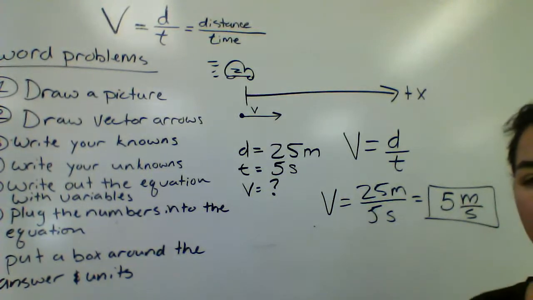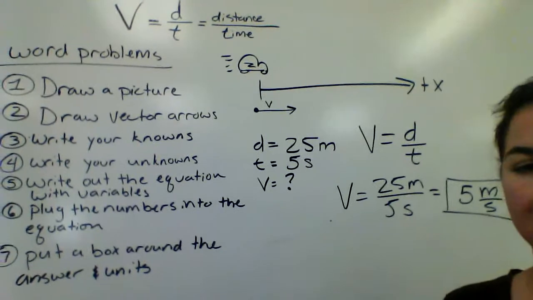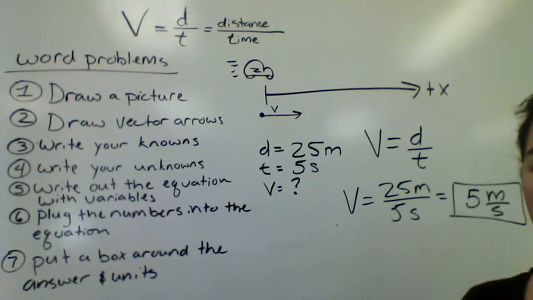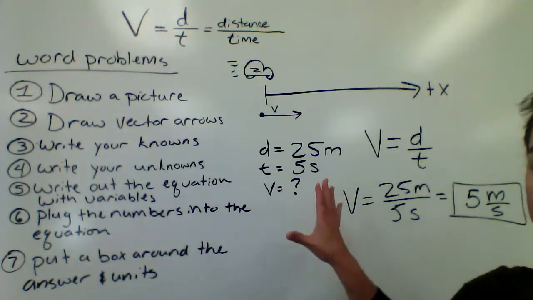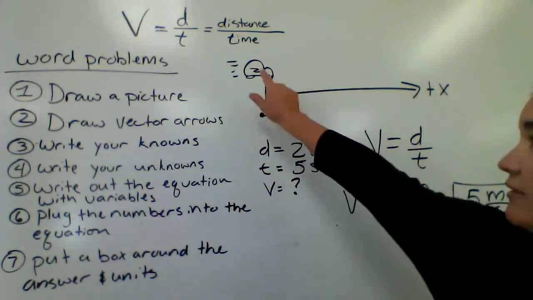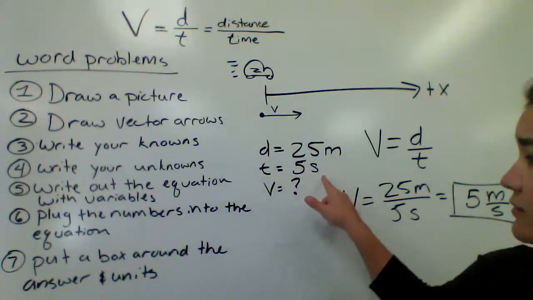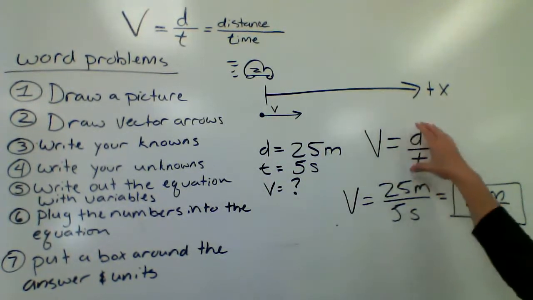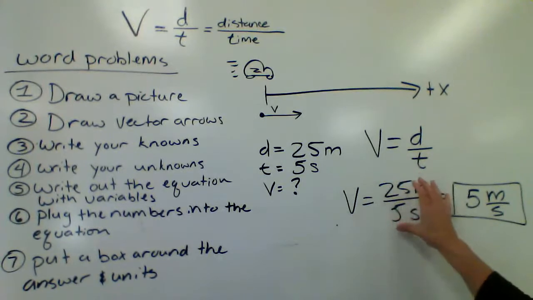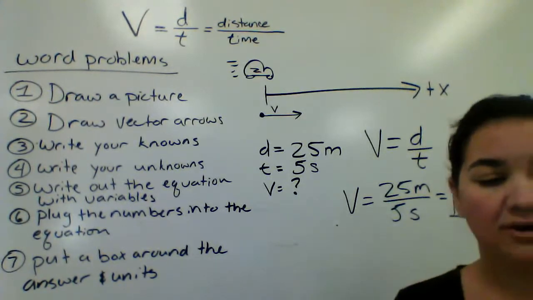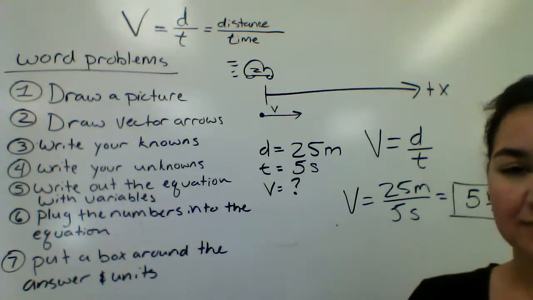Okay, so that is the entirety of what I want from you on these word problems. Now, question number 1 is this. You are going to give me all of this: my drawing, my vectors, my knowns, my unknowns with the units, my equation with the variables, my equation with the numbers, the answer in a box with the units next to it, showing me what you did to get that answer. Okay, so here are your other 2 word problems.